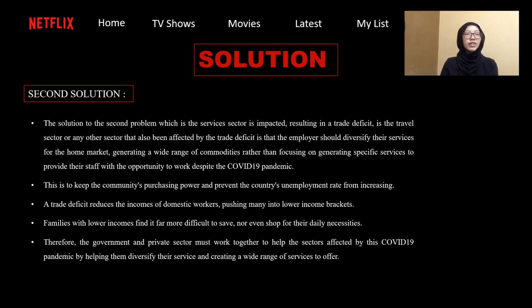A trade deficit reduces the incomes of domestic workers, pushing many into lower income brackets. Families with lower incomes find it far more difficult to save, nor even shop for their daily necessities. Therefore, an increasing trade deficit can reduce national savings in addition to helping the community sustain their lives. Therefore, the government and private sector must work together to help the sectors affected by this COVID-19 pandemic by helping them diversify their service and creating a wide range of services to offer.